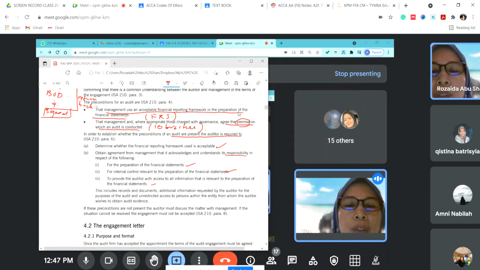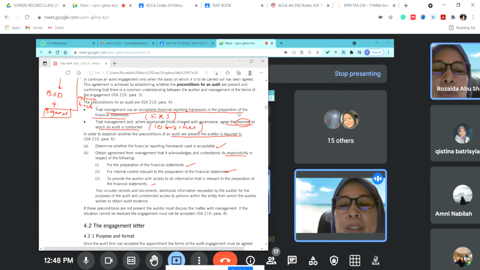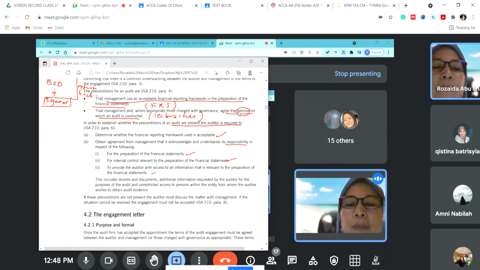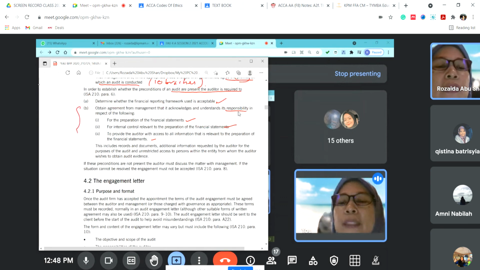So you have to acknowledge and understand responsibility. So in your letter of engagement, you have to state whose responsibility it is to prepare the financial statements, whose responsibility it is to maintain a good internal control system, and you have also to state to management that you have a right to be provided with all the information that he considers necessary in the preparation of financial statements. So these come under management responsibility.